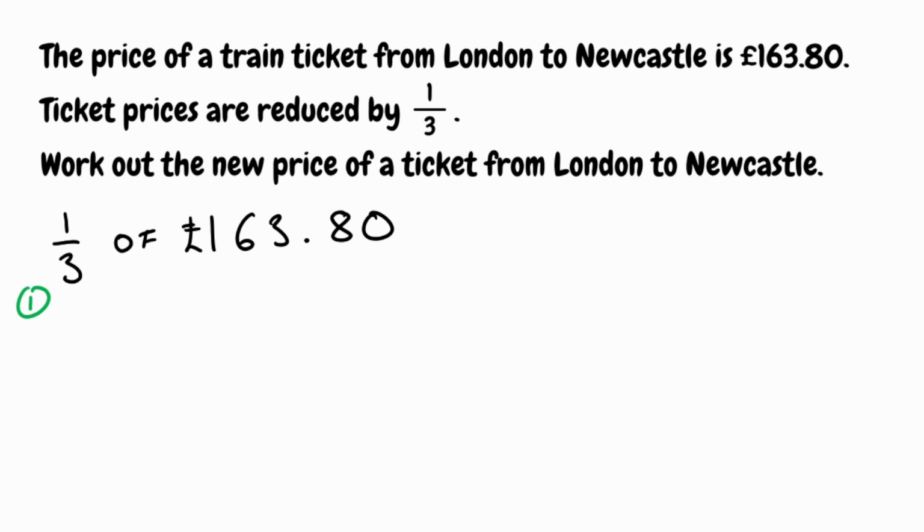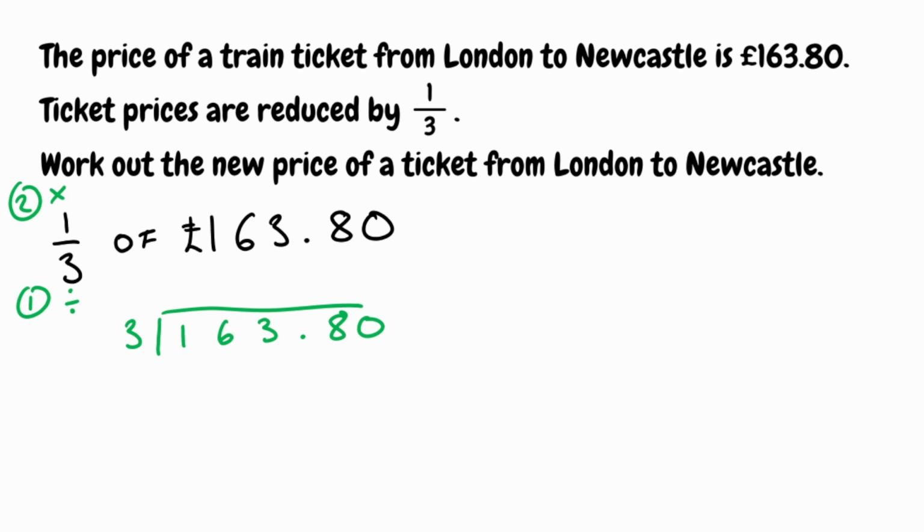So again, we follow our method to find the fraction of an amount. The first step is to divide by the denominator, and then the second step is to multiply by the numerator. But because we have a unit fraction, we have a 1 on the numerator, we're going to be left with the same answer when we multiply by 1 in that second step. So to begin with, we've got to do 163.80 divided by 3. So we can set up some short division to do that.